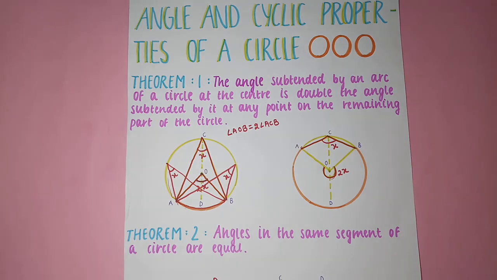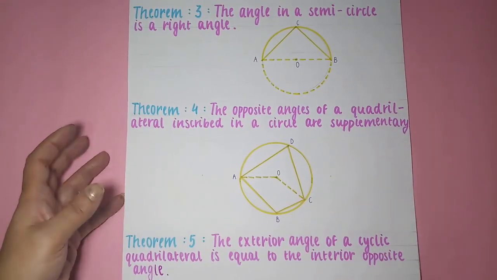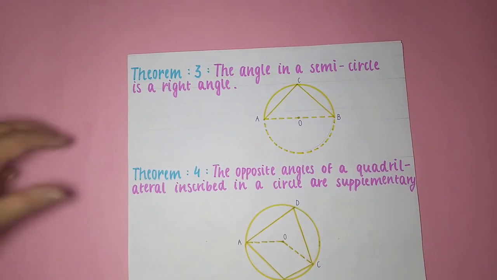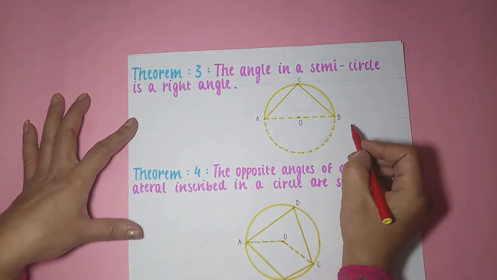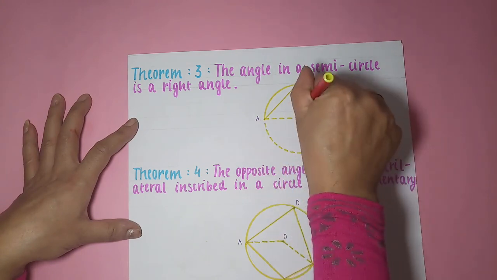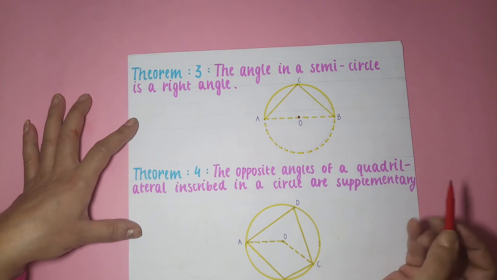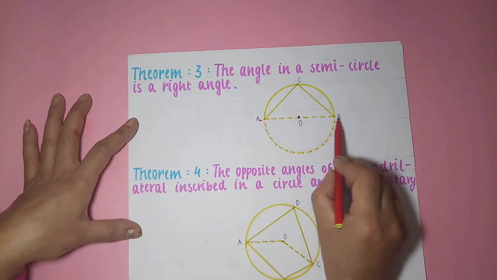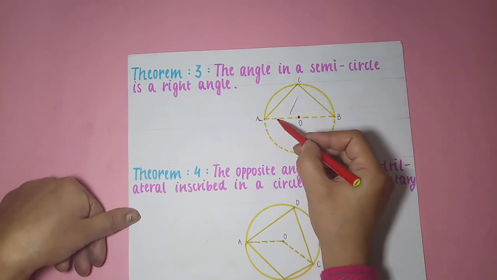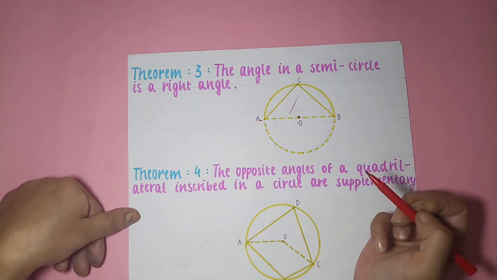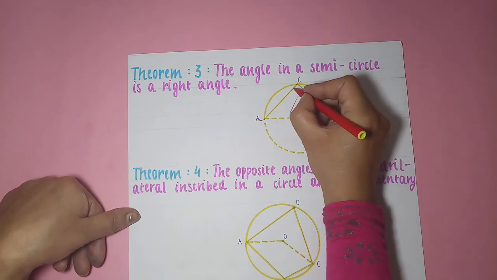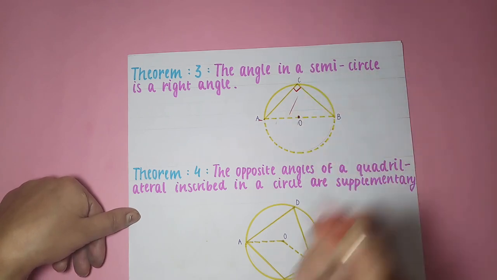We'll do some more theorems now. Our theorem 3 is saying that the angle in a semicircle is a right angle, right? Now consider a circle. You can see that if this is O, that means this is the center of the circle. You can see that AB is the diameter of the circle, and then this part becomes the semicircle and this part also becomes the semicircle. Now if you have an angle in the semicircle, its measure is always 90 degrees, right?